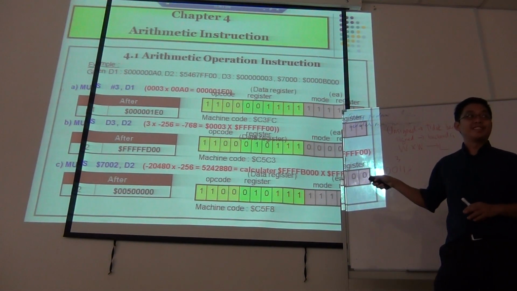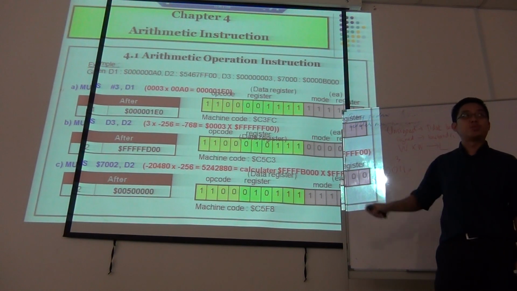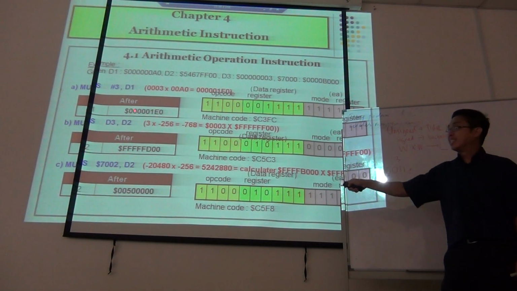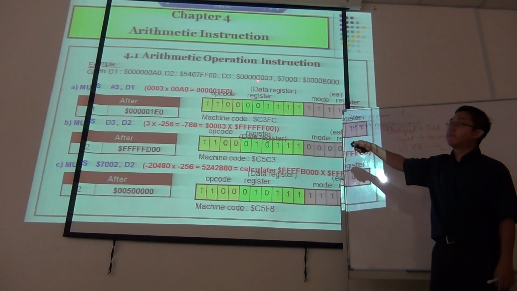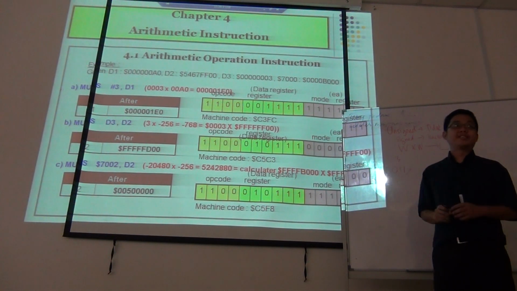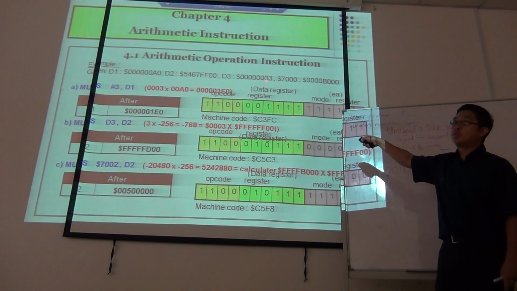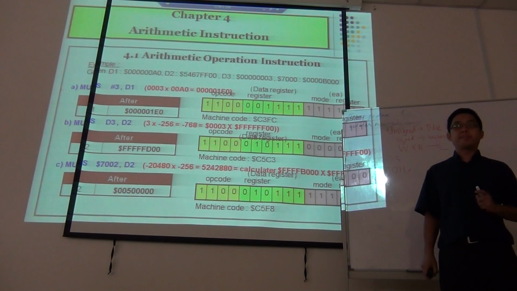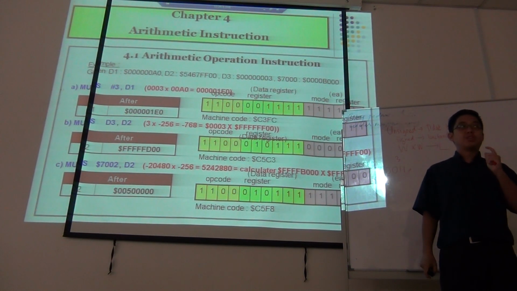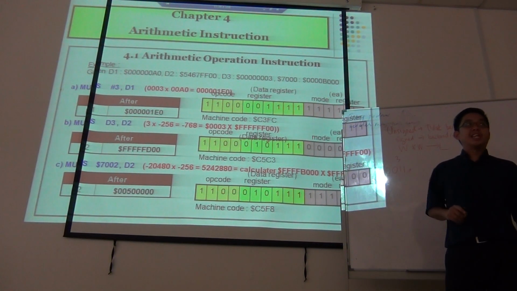Next one. Multiply sign D3, D2. Look over here. D3 is given this number, D2 is given this number. The word size over here is 0003. Is it a positive or negative number? It is positive. So look at the other one. FF00 is a negative number because the MSB is equivalent to 1.